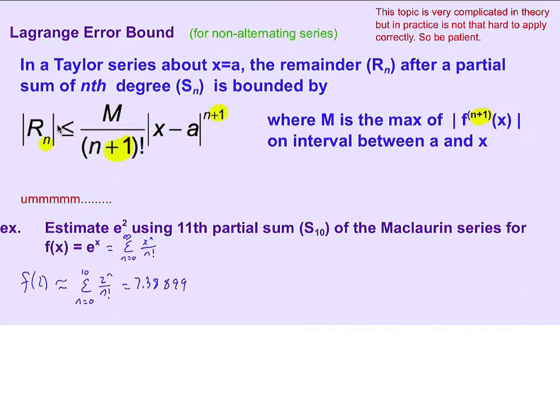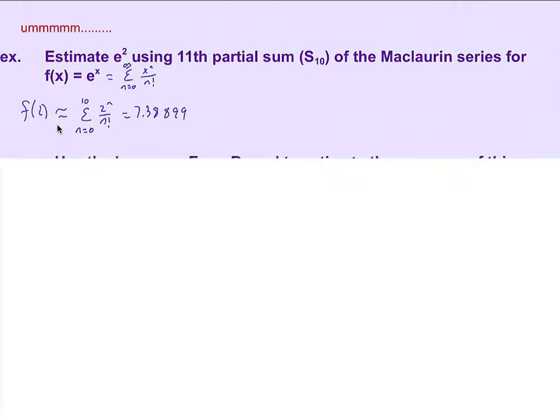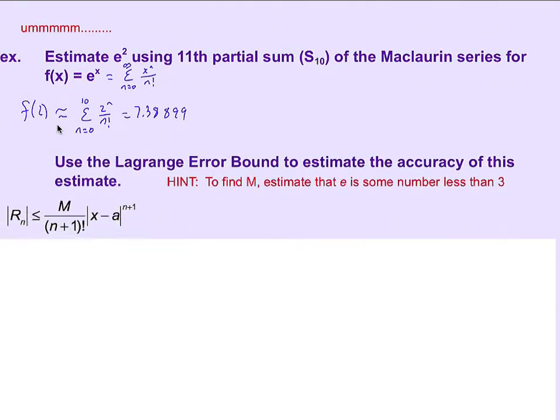So that is our best estimate for the value of e to the second. But we know it's not right, because we only used 11 sums out of a list of an infinite number of sums, so that can't be quite right. So the question is, how far off are we? And that's what the Lagrange error bound is for.